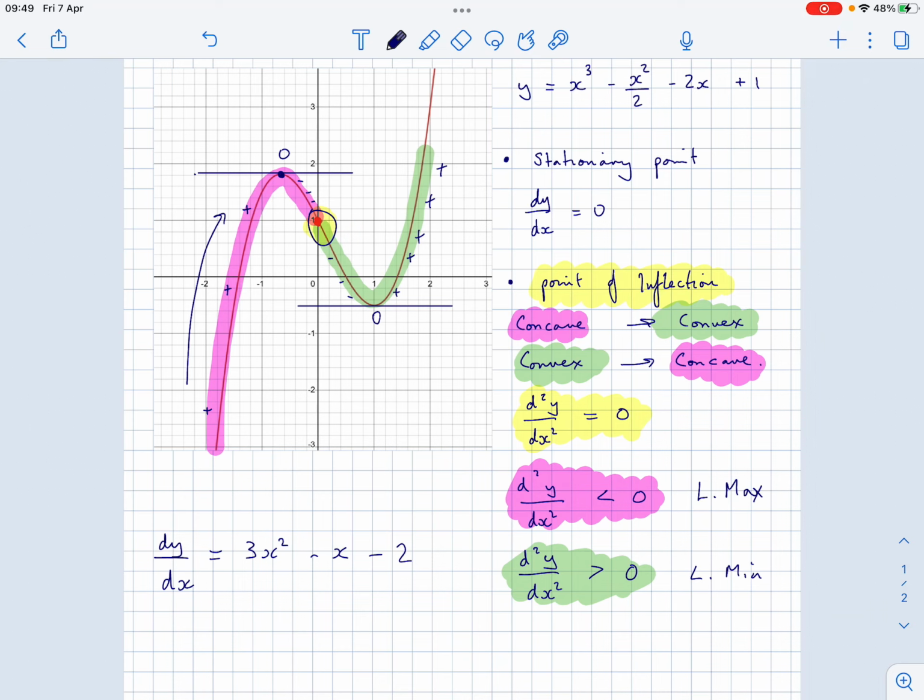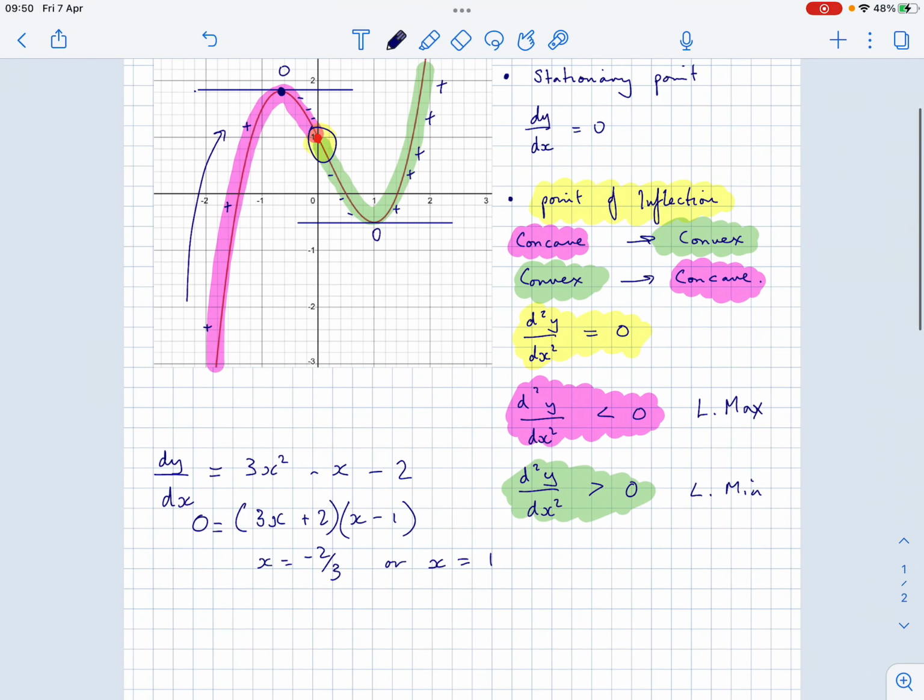And let's just very quickly factorise that. We don't need to because we're finding the point of inflection, but just to show you that when we make those equal to 0, we do get the 2 points on the graph. I get x equals negative 2/3 or x is equal to 1. And that's my local max and my local min.